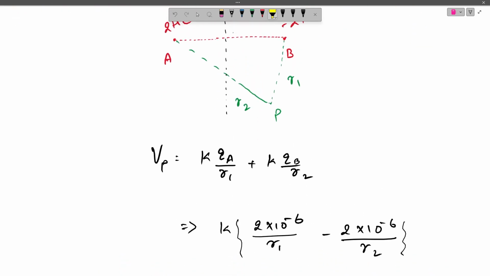Electric potential at any point P would be given by kqa by r1 plus kqb by r2. Now here qb is negative of q1, so we can write it as k times, 2 into 10 to the power minus 6 by r1 minus 2 into 10 to the power minus 6 by r2.